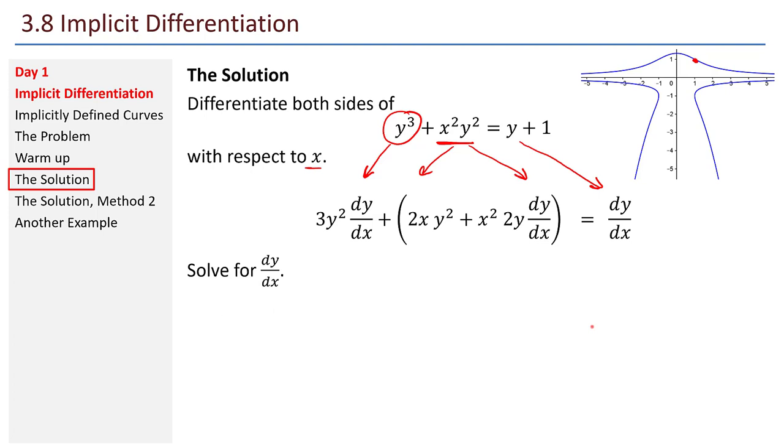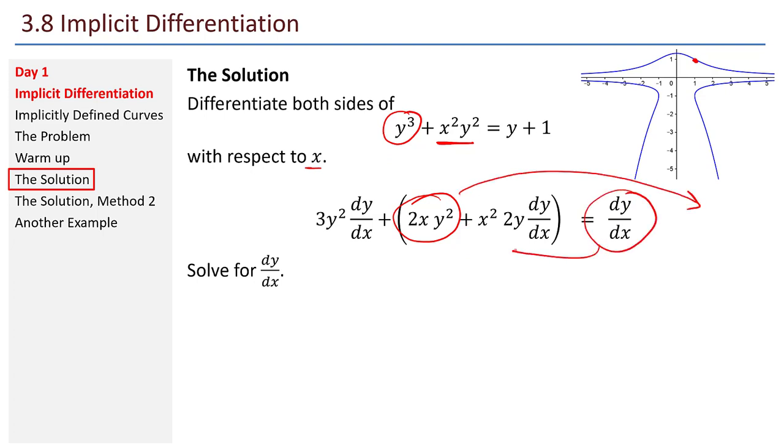Let's take every term that has a factor of dy dx and put it to the left of the equal sign, and every term that does not have a factor of dy dx, I'm going to put it on the right of the equals sign. So 2xy squared does not have a dy dx, so I will put that over to the right. But this term, dy dx, I'll drag that over to the left.